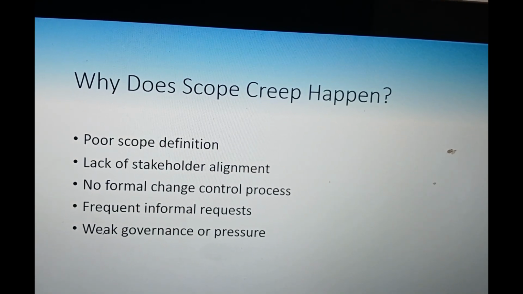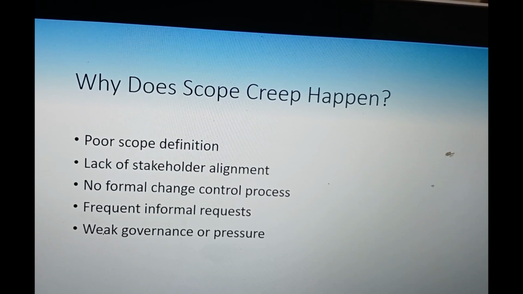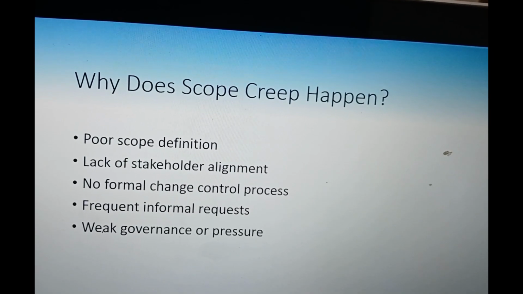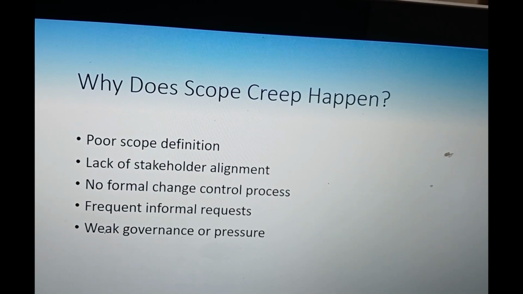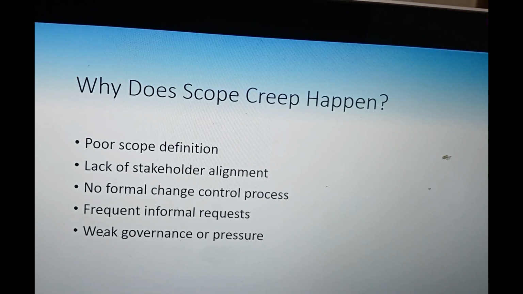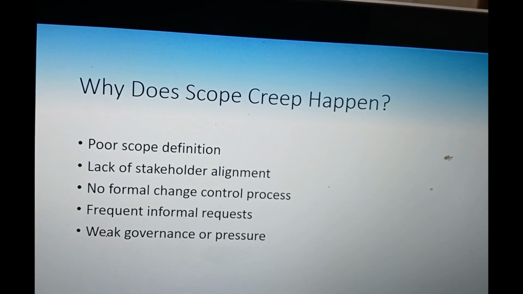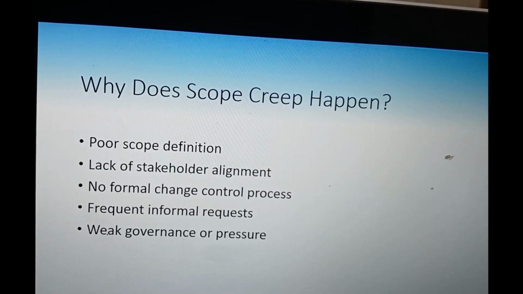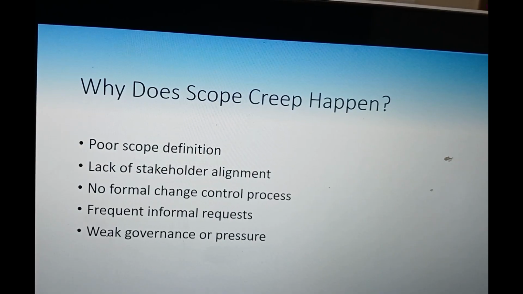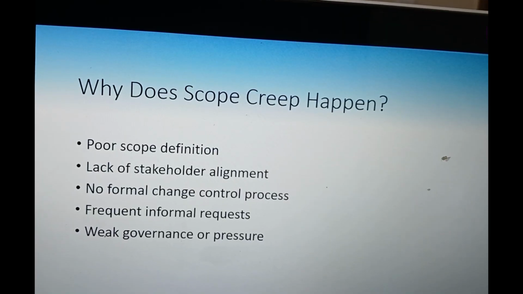And if there are some frequent informal requests, this can also cause the scope creep. And also when there is a weak governance or pressure. So when you say there is a weak governance, it means when there is no one who is overlooking, who is looking at the changes that are being introduced. Or if there is a pressure sometimes, maybe a pressure from the donors, pressure from the people above saying that we need to add this, we need to add that. If all these are taken into consideration, then a scope creep can happen.